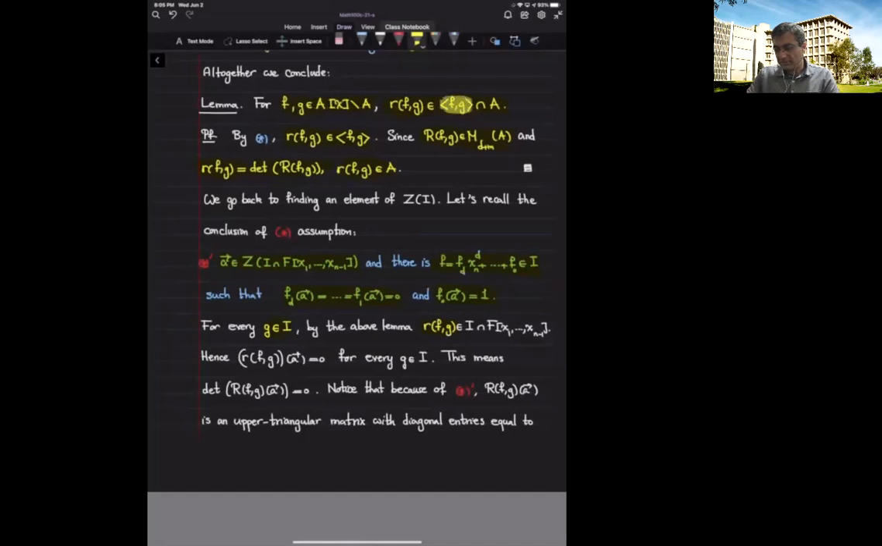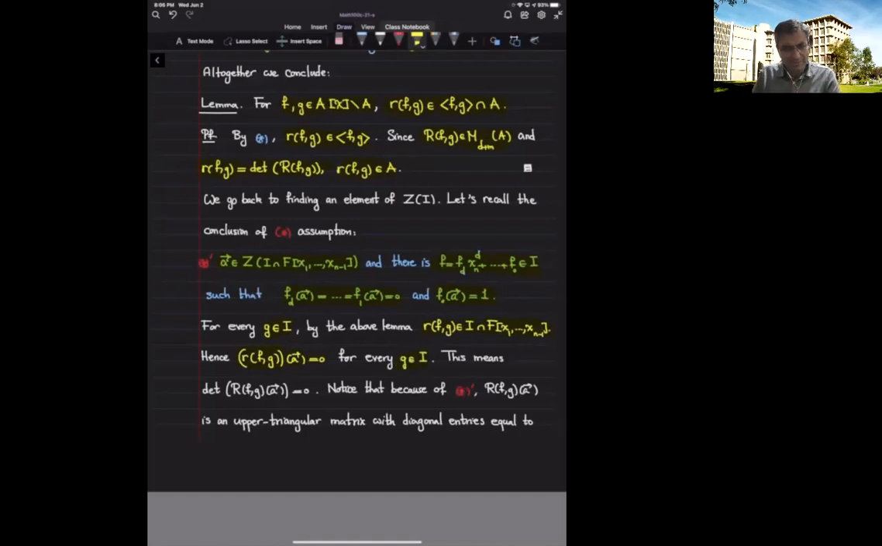The ideal generated by f and g would still be inside I. So we get that the resultant is still inside I, and it is inside A, which means it is inside the ring of polynomials with one less variable. So the resultant is also inside this ideal. It is inside I and polynomials with no variable x sub n, which means A bar is a 0 of the resultant. When I evaluate the resultant at A bar, I end up getting 0 for every g inside the ideal I.